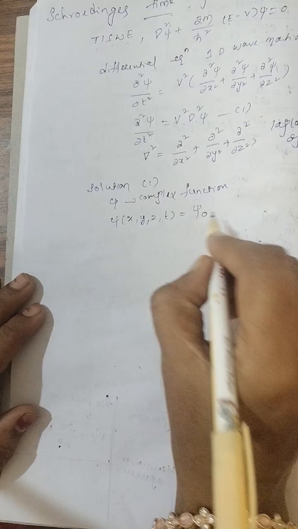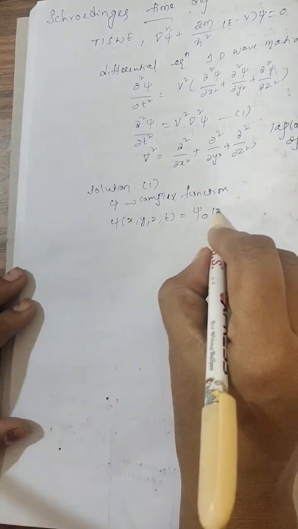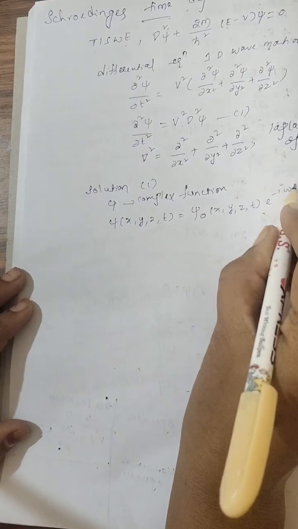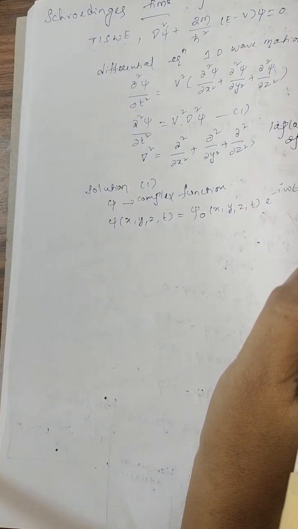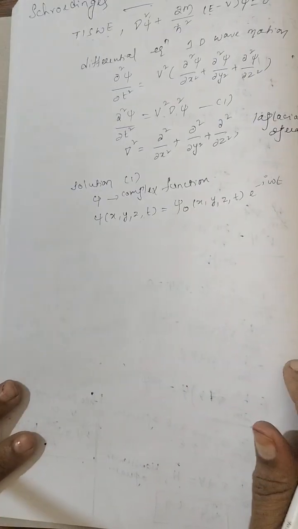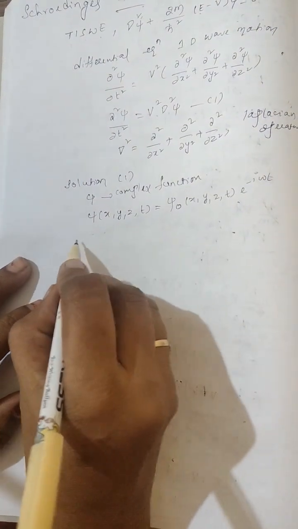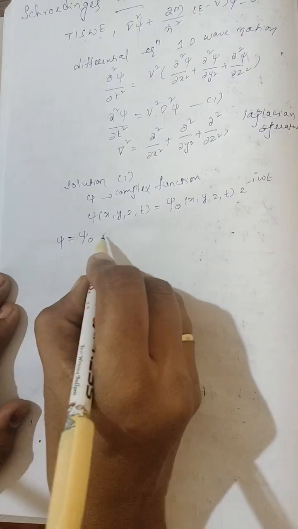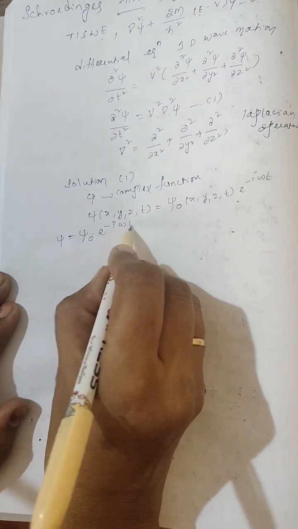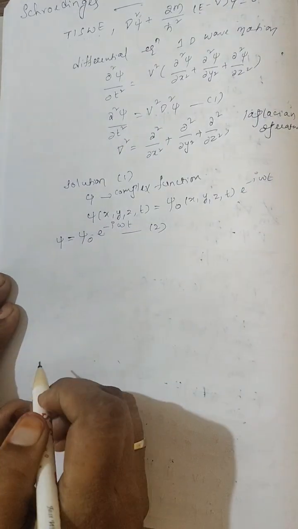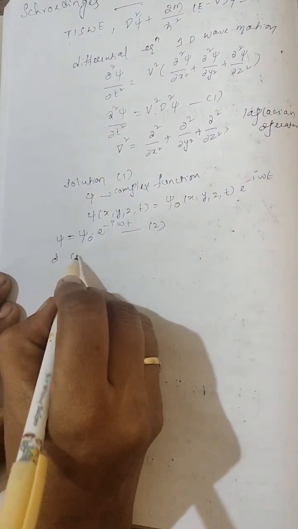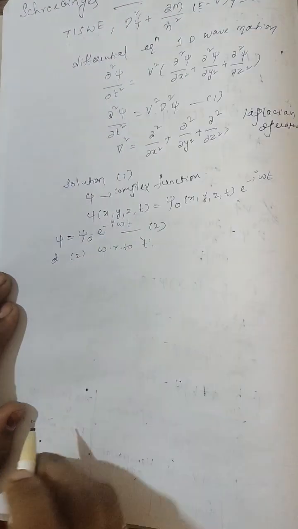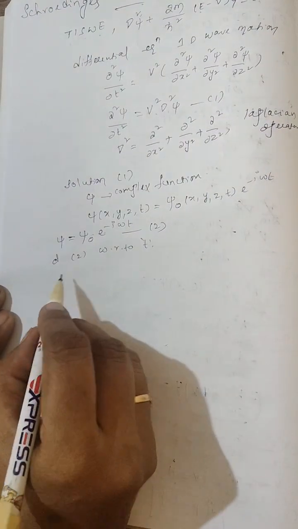So the solution becomes psi naught (x, y, z) e to the power of minus i omega t, in terms of complex terms. Right? Now, this can also be written as psi is equal to psi naught e to the power of minus i omega t. Put it as equation 2. Okay. Now differentiate 2 with respect to t.